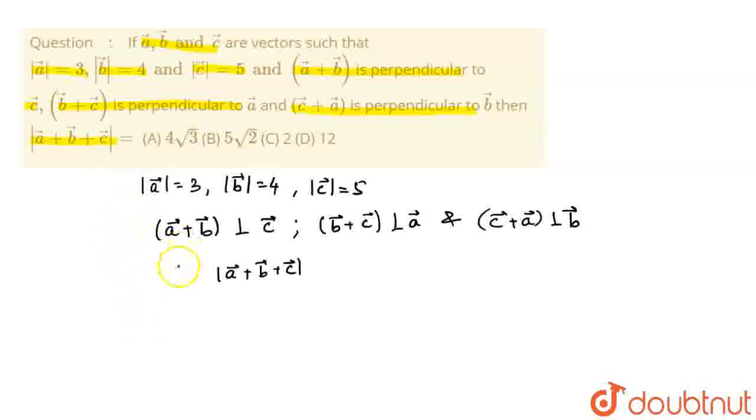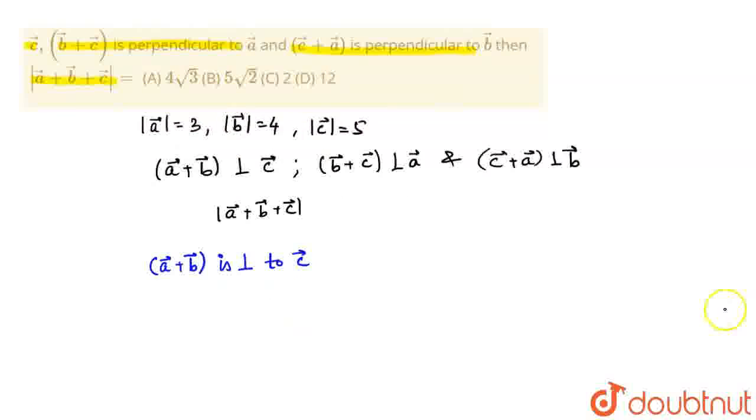So it is given in the question that A plus B is perpendicular to C. So as A vector plus B vector is perpendicular to C vector, this means that C dot (A plus B) is equal to 0. Correct? So multiply this. What do I get? I get A vector dot C vector plus B vector dot C vector is equal to 0. Correct? Mark this as equation number 1.